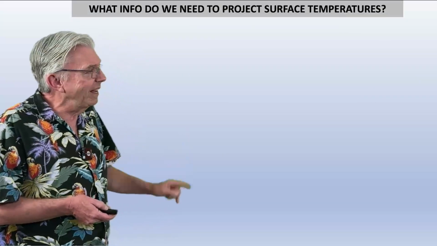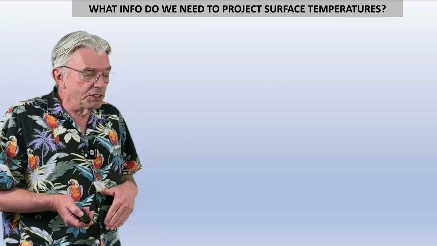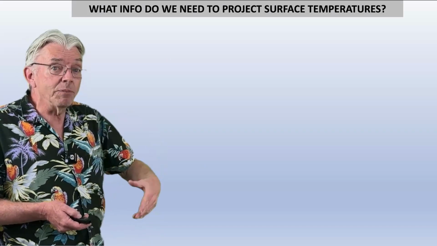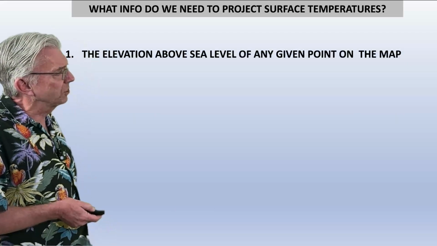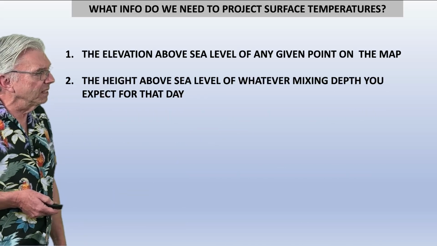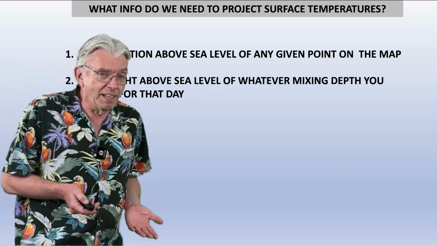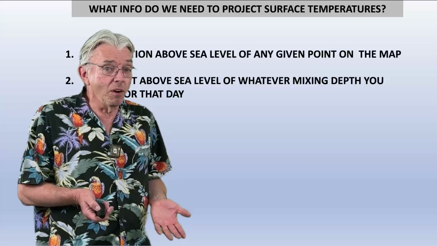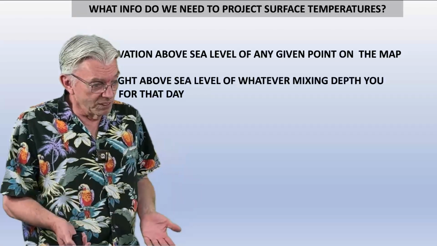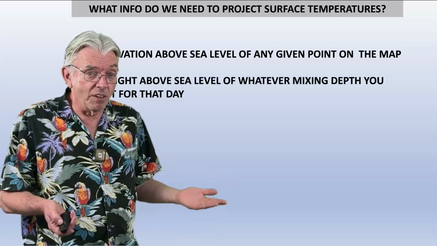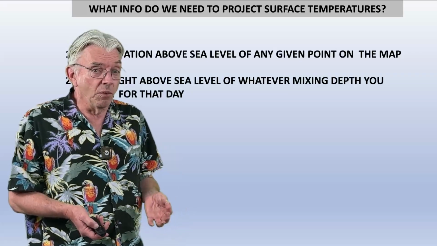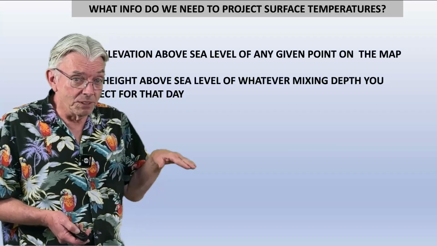My title is One More Day of Mixing It Up. So again, just to refresh your memory, what information do we need to project the surface temperature based on the mixing depth that we expect for that given day? So we need the elevation above sea level of any given point on the map. We need the height above sea level of whatever mixing depth you expect for that day. If you think it's going to mix down from 900 millibars, then you need to know what the 900 millibar temperature is forecast to be. If you think it's going to be 850, you want to know the 850 temp. If it's going to be 700, you want to know the 700 temp. Whatever depth you think is going to be the mixing depth for that day, then you want to know the temperature that is forecast to be at that particular level.